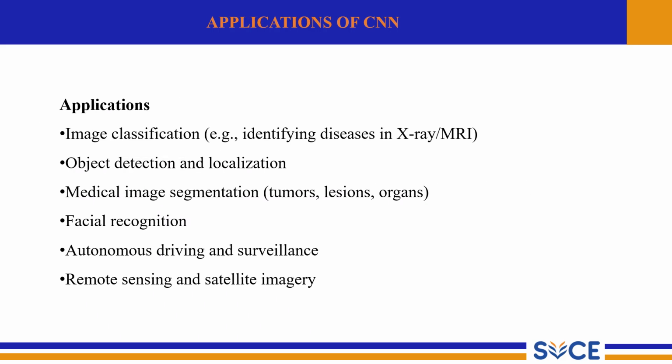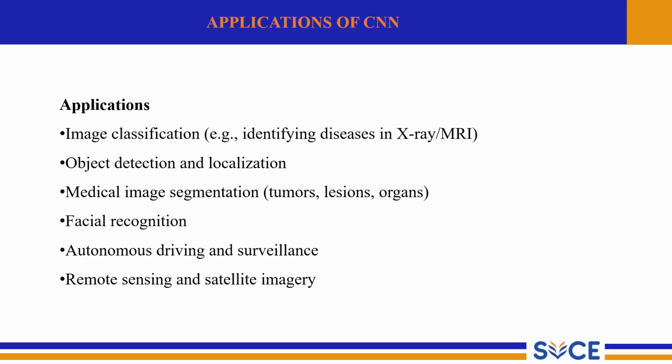Applications of convolutional neural networks. CNNs are widely used in many real-world tasks because of their ability to automatically learn features and recognize patterns from images and videos. Here are some key applications. Image classification. CNNs can identify objects or diseases in images. For example, they are used to detect diseases in X-ray or MRI scans.